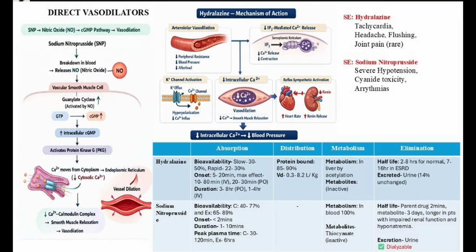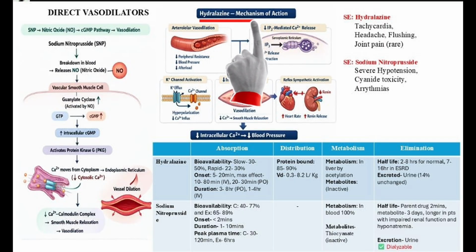Sodium nitroprusside acts as a nitric oxide donor. When it enters the blood, it releases nitric oxide, which activates the enzyme guanylate cyclase in vascular smooth muscle. This increases cGMP levels inside the cell, which lowers intracellular calcium and causes relaxation of vascular smooth muscle. As a result, blood vessels dilate, peripheral resistance decreases, and blood pressure falls rapidly.